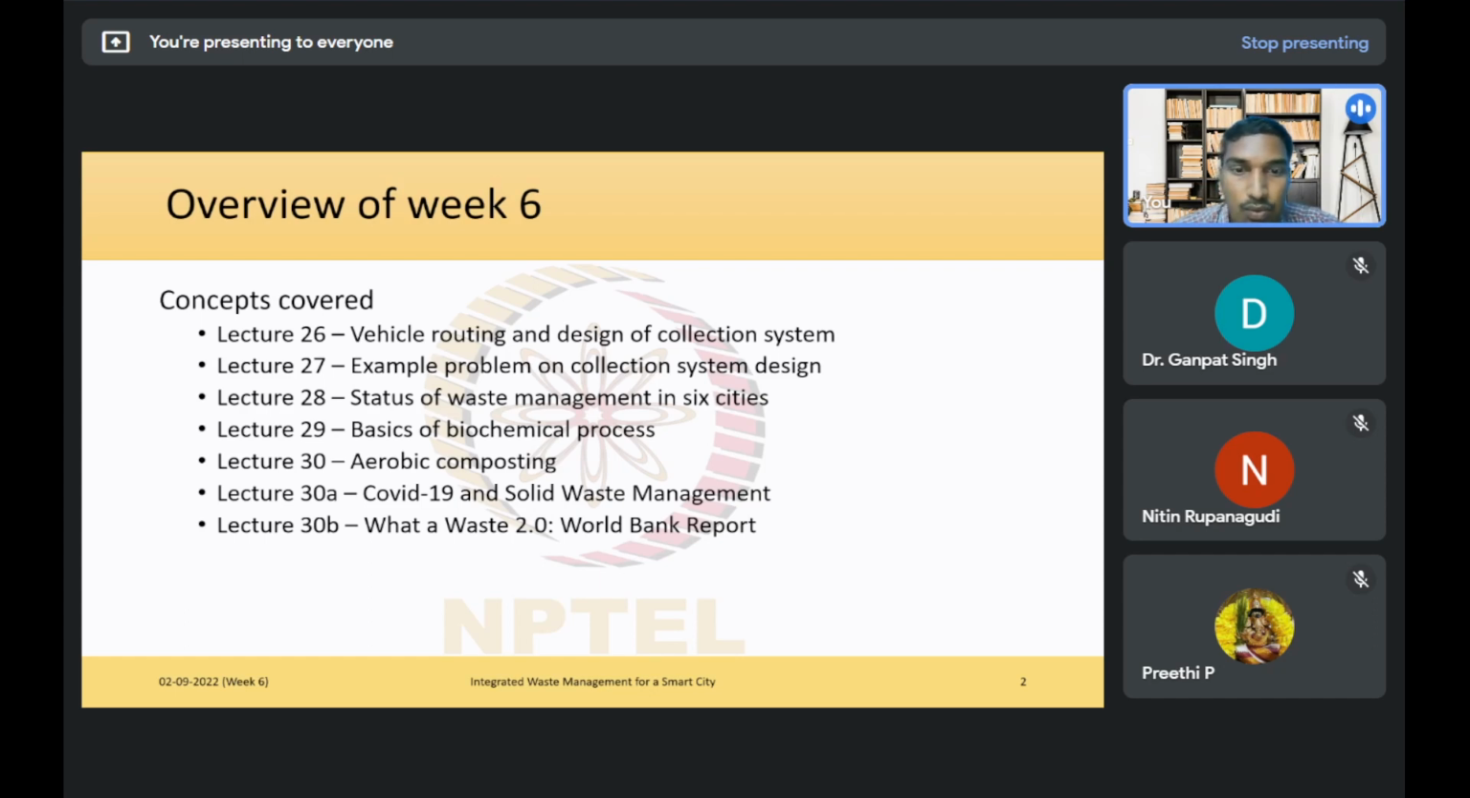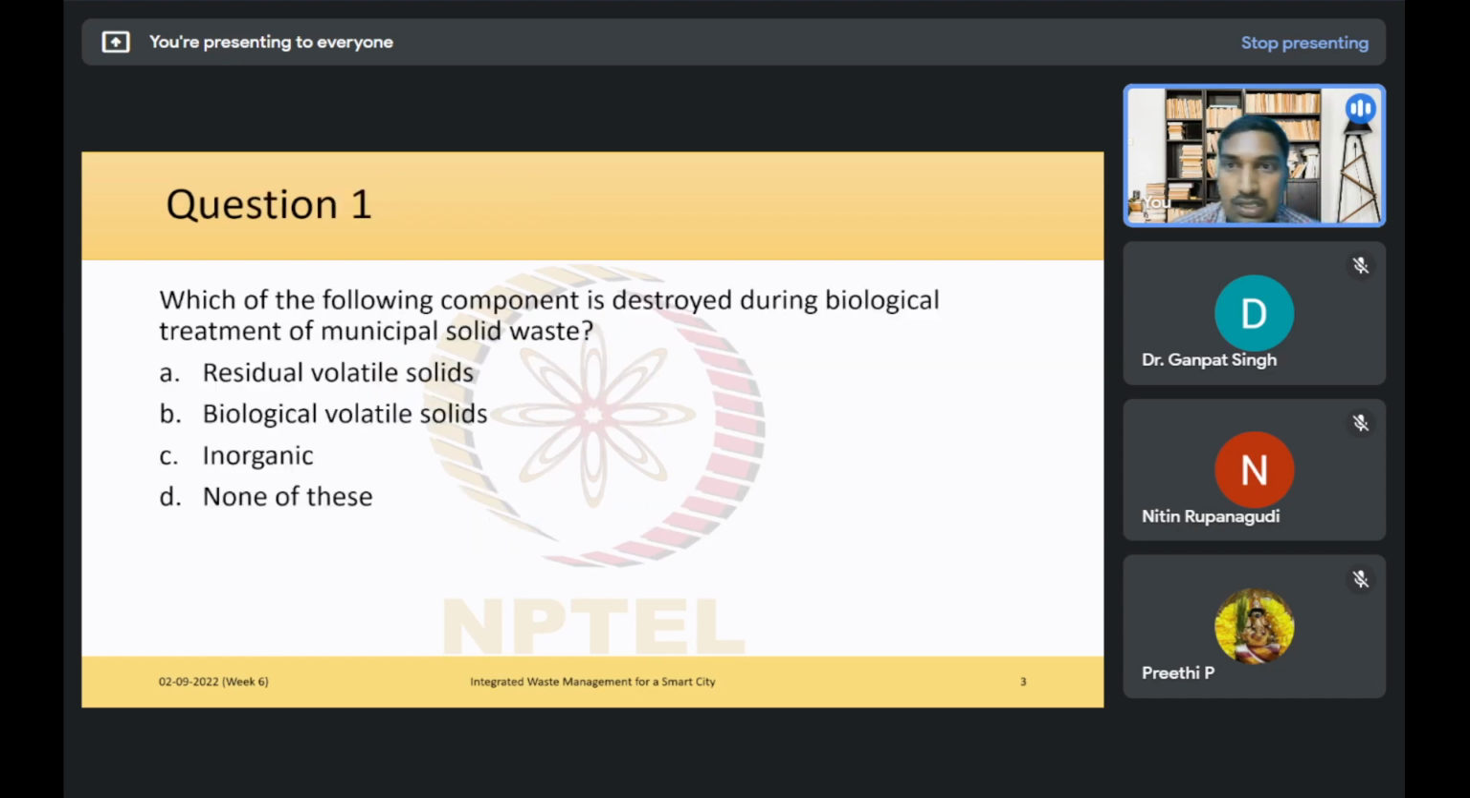With that, we'll move on to the problem solving session for this week. The first question is: which of the following components is destroyed during the biological treatment of municipal solid waste? The options are residual volatile solids, biological volatile solids, inorganic, none of these.